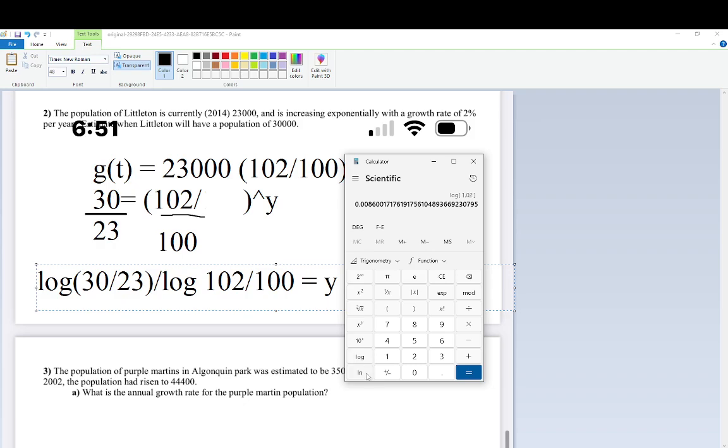Now I can take a log of it, and then I can put it in my memory. Then I can comfortably take the log of the first one. Got to hit equals first. Take a log of that, and divide it by my second one, my memory. And I should get my years again. 13.417 was the number of years. So it'll take 13.417 years before this town grows to a population of 30,000.